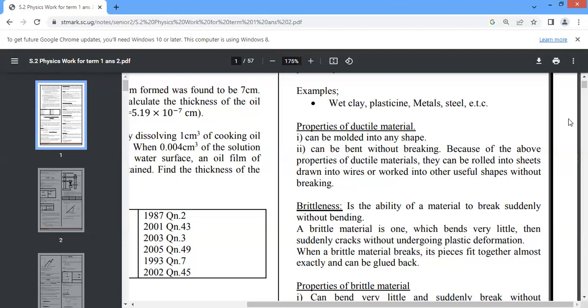Yes, Pule, your hand is up. Anything you want to say? Pule Isaac? Yeah, excuse me, sir. I didn't get the meaning of ductile materials and the examples.